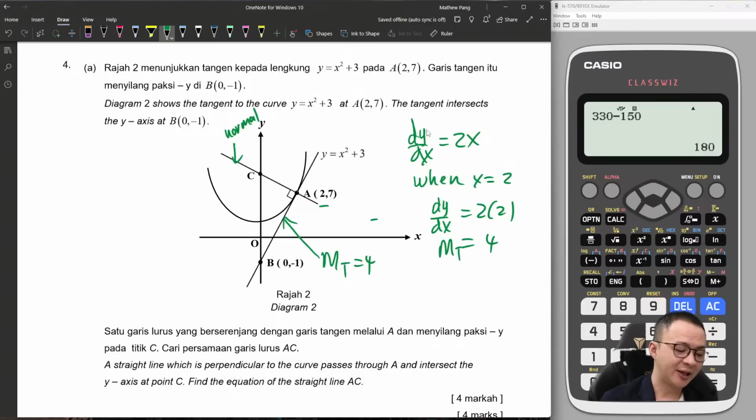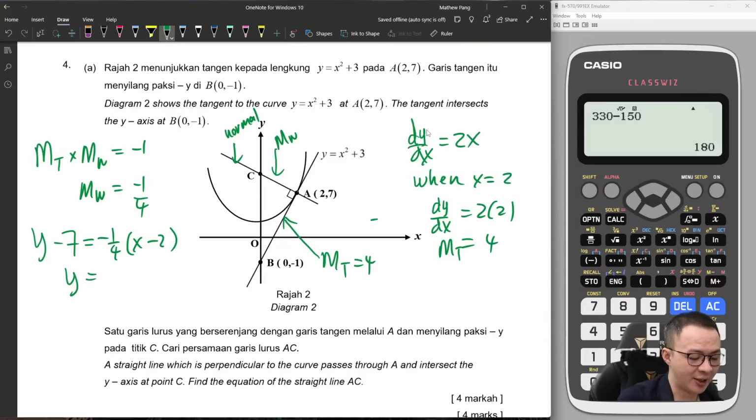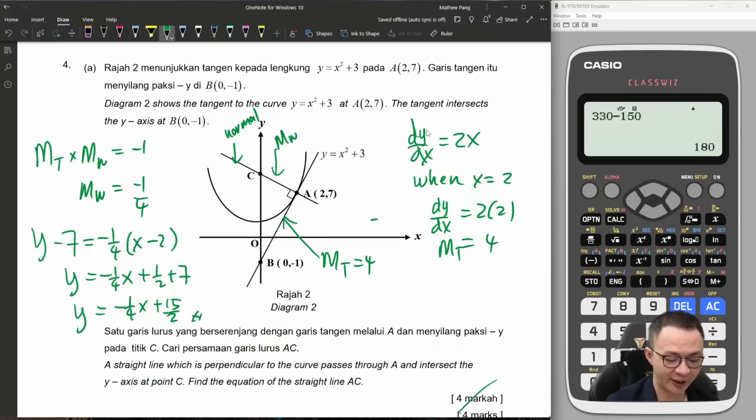Since they are perpendicular, the gradient of the normal multiplied by the gradient of the tangent must always be negative 1. So the gradient of the normal should be negative 1 over 4. Now I have the point A, I can form the equation of AC easily. y minus 7 equals m(x minus 2). So y equals negative 1 over 4 x plus 1 over 2 plus 7. Got that equation: negative 1 over 4 x plus 15 over 2. This is how I get the formula.